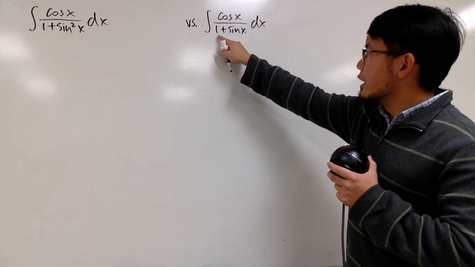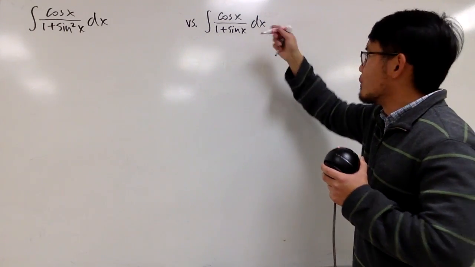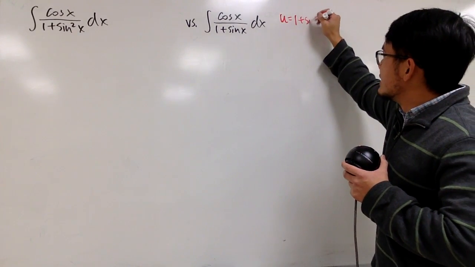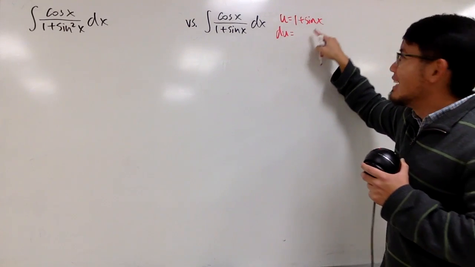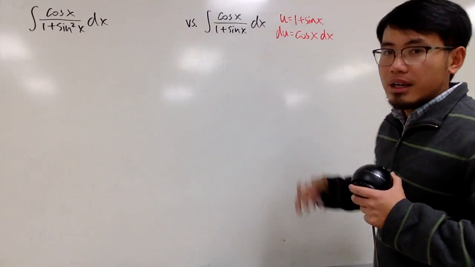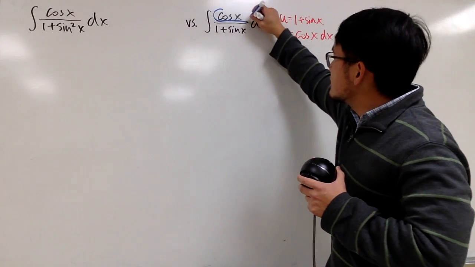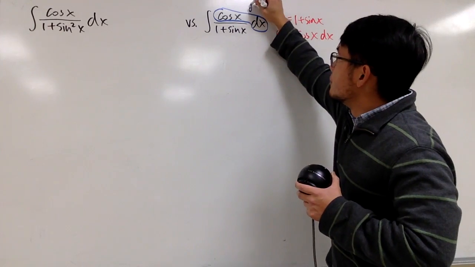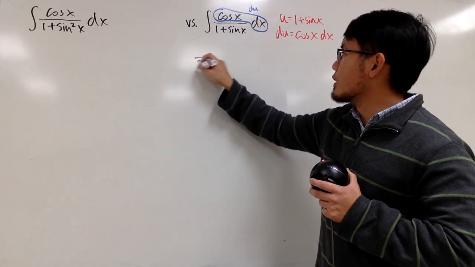I will just take the u to be 1 plus sine x, because if I differentiate 1, I get 0 anyway, so I'll have the 1 right here as well. So here we go. Let u equal to 1 plus sine x, and then du equals derivative 1 is 0, and the derivative sine x is cosine x dx. And as we can see, on the top, we have exactly cosine x times dx, and that is our du. So that's nice. And with that being said, we can take this to the u world right away.